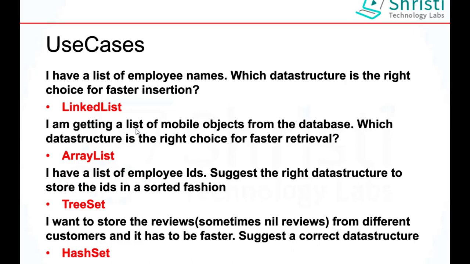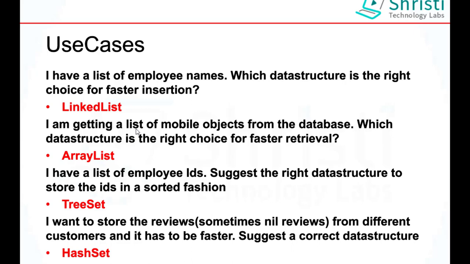I have a list of employee names. Which data structure is the right choice for faster insertion? When you say employee names, there may be duplicates. So you need to go in for an implementation of list. Faster insertion means obviously it has to be linked list.